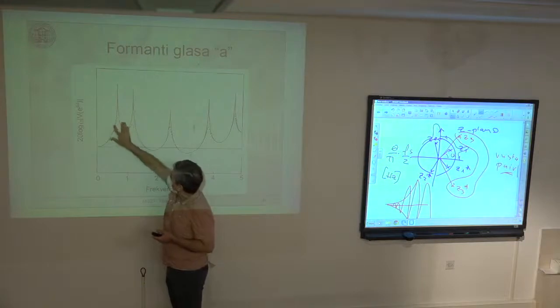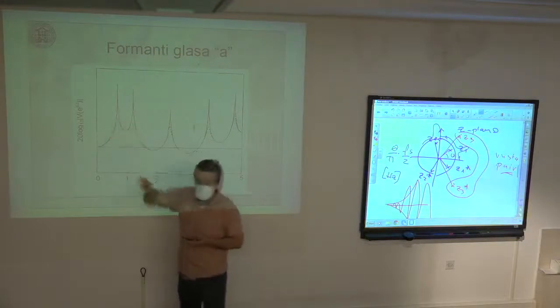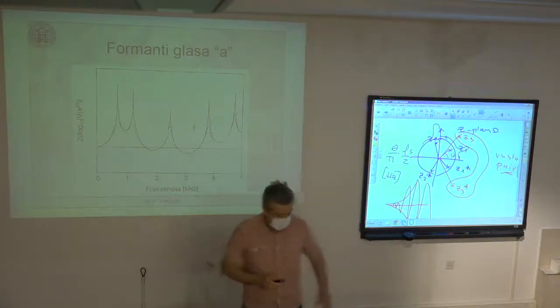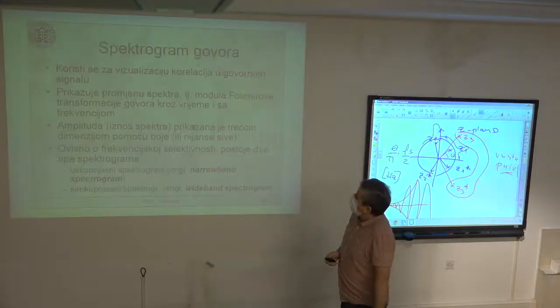For some person, this bandwidth is narrower. For some person, it will be wider. Okay? These are the formants.